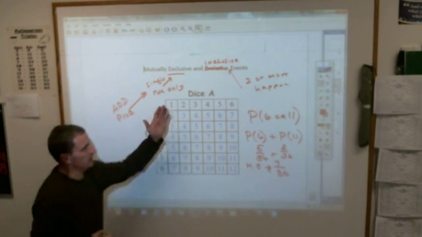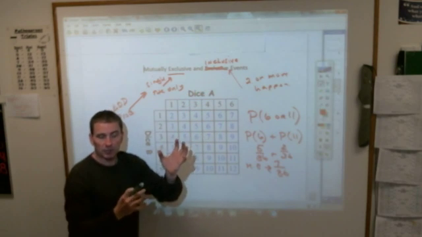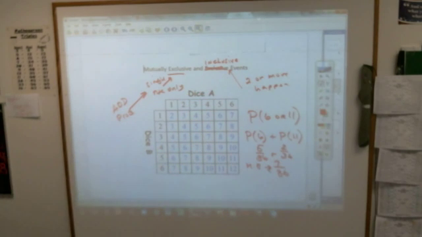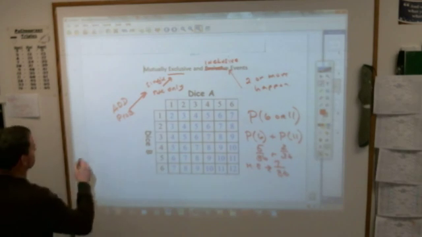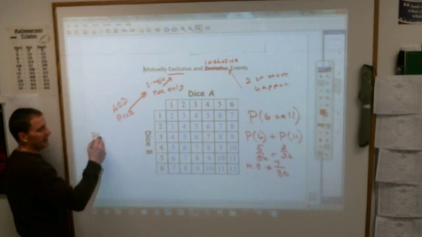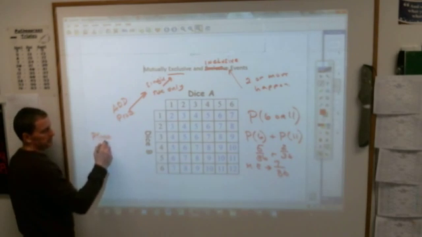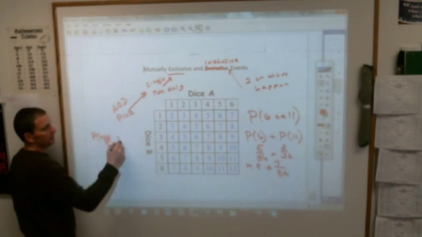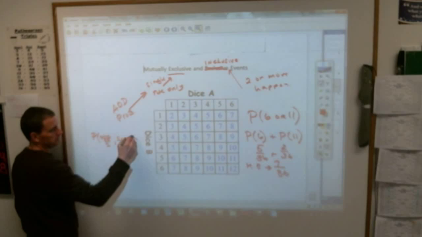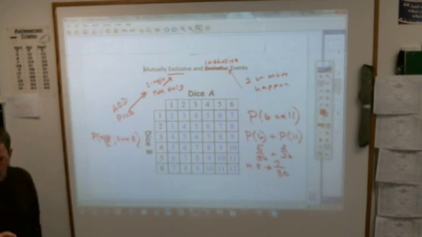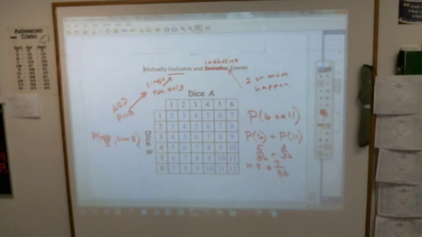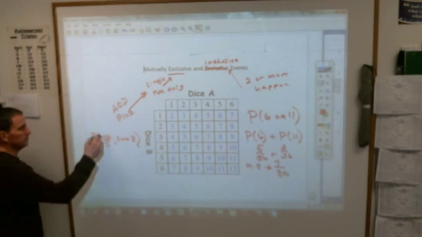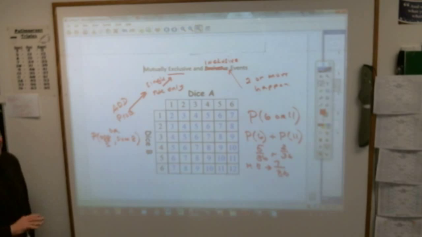Now, something that is inclusive, which means they could happen, there's going to be overlap, would be this. What is the probability of rolling an odd number on one of the dice or a sum of 8? It's got to be or a sum of 8. I'll let you write that down and we'll think about it.